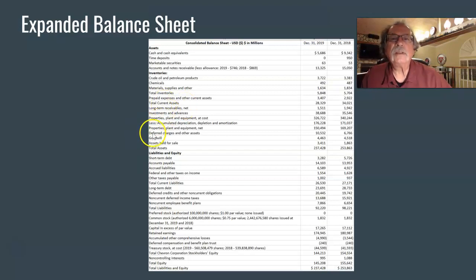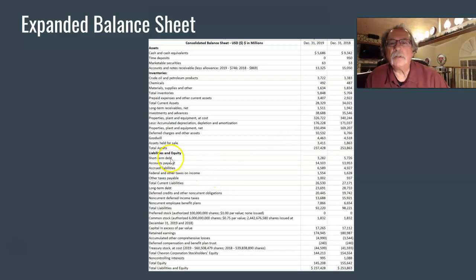I think the most important thing here is we have net property, plant, and equipment. It's $150 billion. So we have property, plant, and equipment of $327 billion. We've got accumulated depreciation, which is deducted from that, of 176. So the net amount is $150 billion. And then we've got other items in here, deferred charges, goodwill, assets that are going to be sold. Total assets of $237 billion, of which 176 billion, I'm sorry, 150 billion, so about 60%, are property, plant, and equipment.